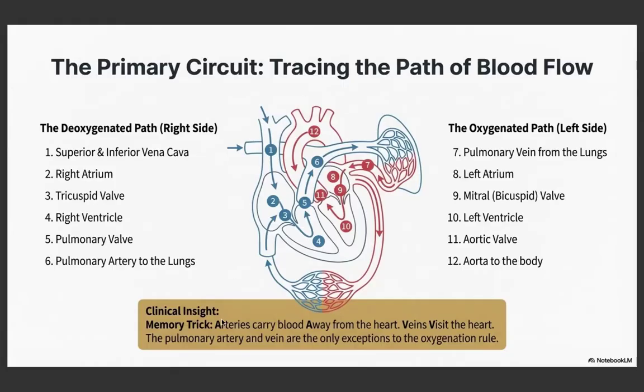Your arteries are going to carry blood away from your heart, away. Veins visit the heart. There's only one exception to this rule, and that is your pulmonary artery, still carrying blood away from the heart, but it's deoxygenated. And your pulmonary vein is still carrying blood to the heart, but it is oxygenated. So make sure that you know that that's the only time where it's different.